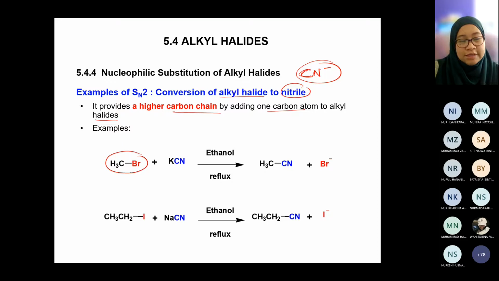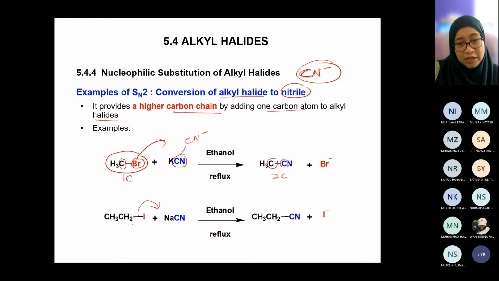Initially, as usual, this is methyl bromide. This one will be removed later on. So KCN will supply the CN. CN minus, which is the nucleophile, will replace the halogen. As you can see, initially we had only one carbon. Now we have two carbons. So it elongates the chain and provides a higher carbon chain. The same goes for this one. I minus will be going out, removed. CN minus later will attach itself to the CH2.